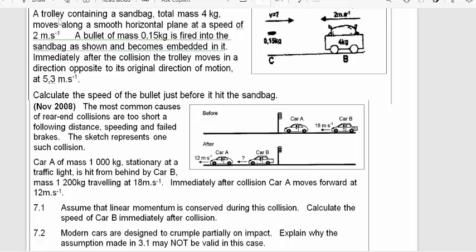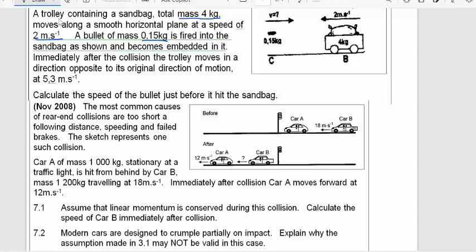A trolley containing a sandbag, mass 4 kg, moves along a smooth horizontal plane at a speed of 2.2, and a bullet of mass 0.15 is fired into the sandbag as shown, and it becomes embedded as shown. You can see these things are moving in opposite directions. The sandbag is approaching the direction of the bullet, and the bullet likewise.